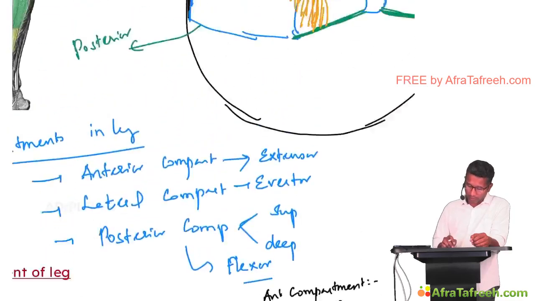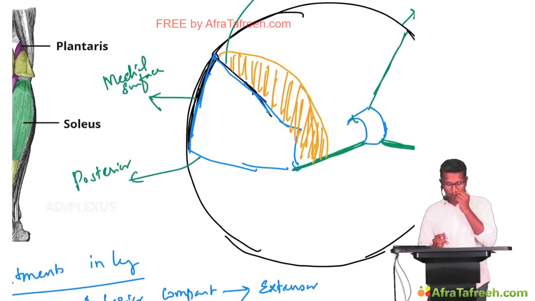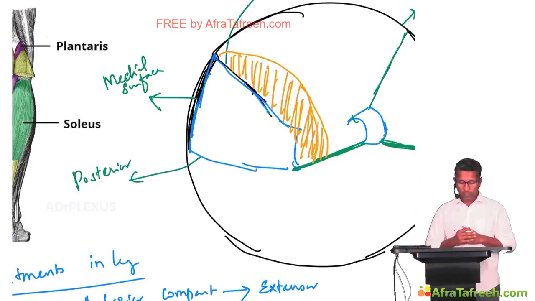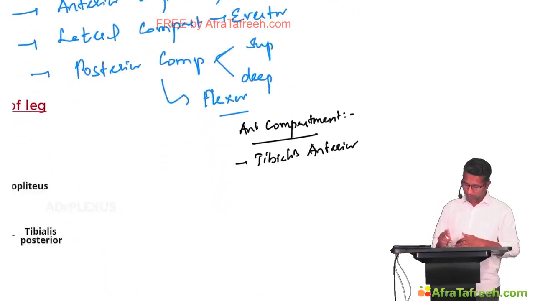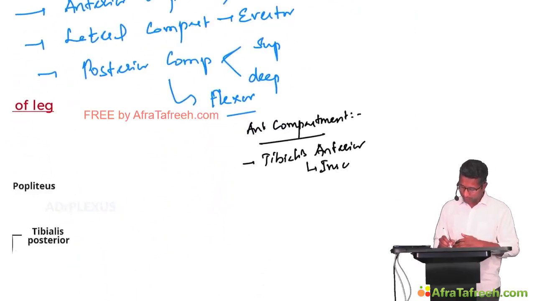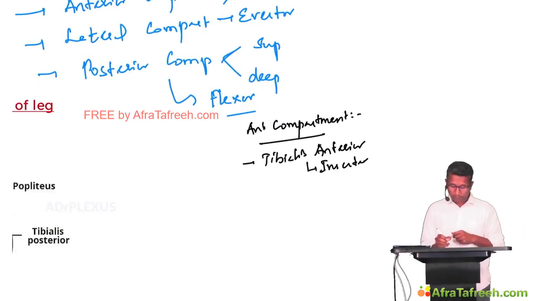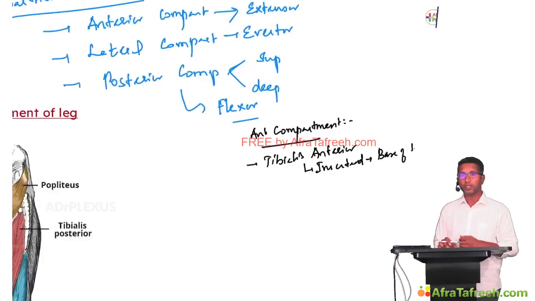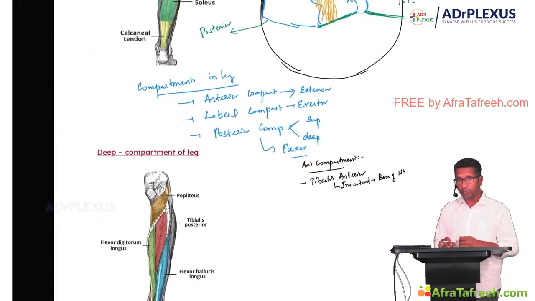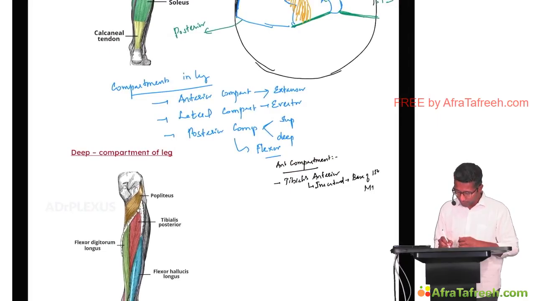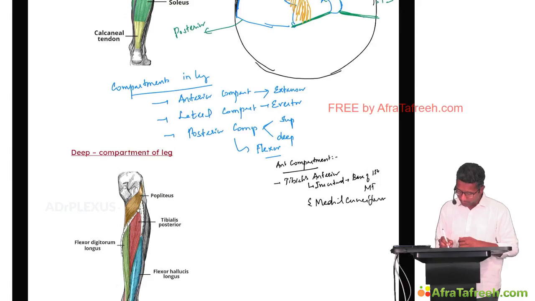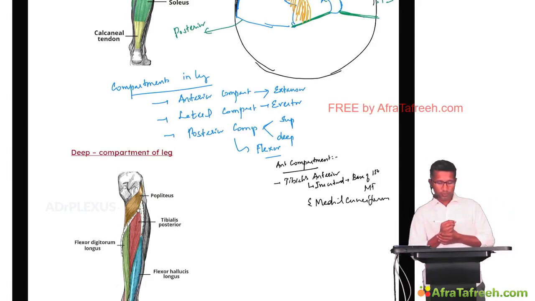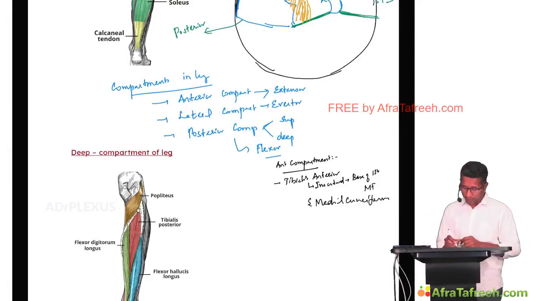You can see where the muscle is arising. It is arising from the anterolateral surface of the tibia, and also from the interosseous membrane. It gets inserted into the base of the first metatarsal and into the medial cuneiform. This is where the tibialis anterior muscle gets inserted.